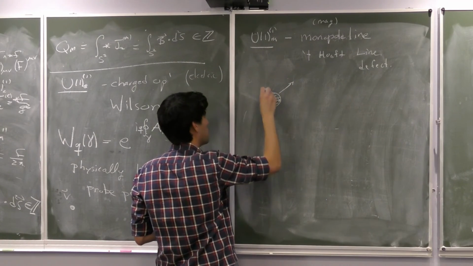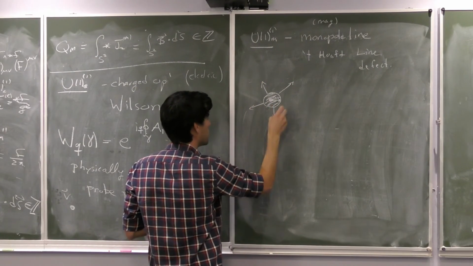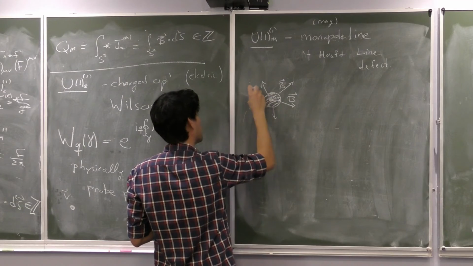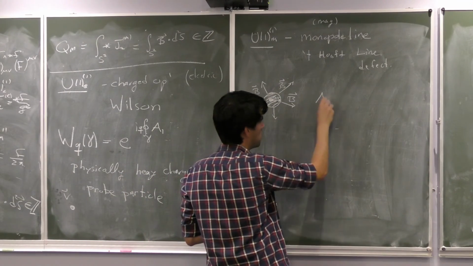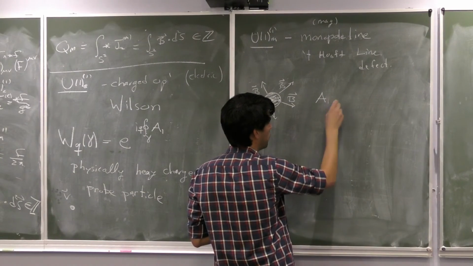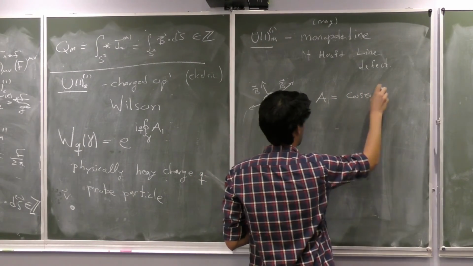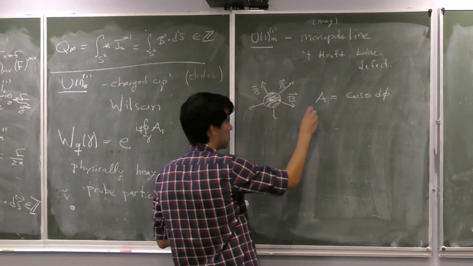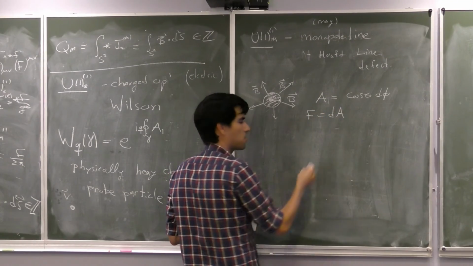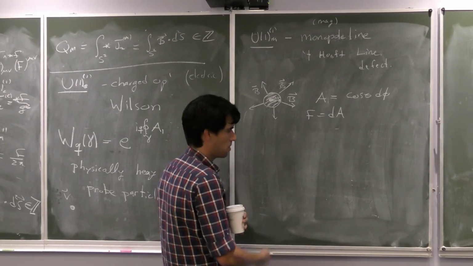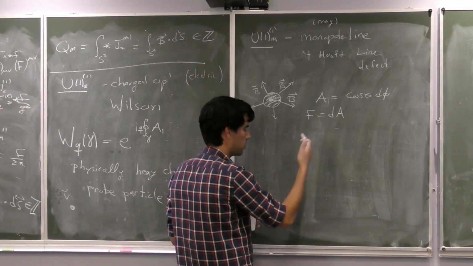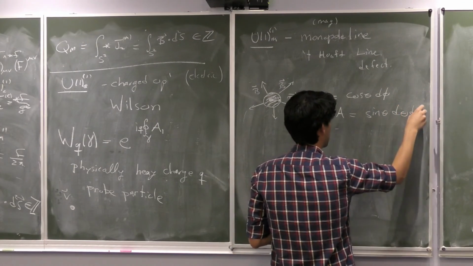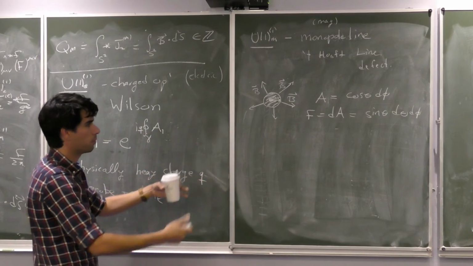And then on the boundary, you impose boundary conditions on the gauge field so that there's a magnetic flux coming out of it. The way we usually do this is you write down some gauge field, which is just cosine theta d phi. Then you compute the field strength. This is another reason why differential forms are really nice. The field strength is just the exterior derivative of the gauge field. You find that this is sine theta d theta wedge d phi, which is the volume form on the two sphere.